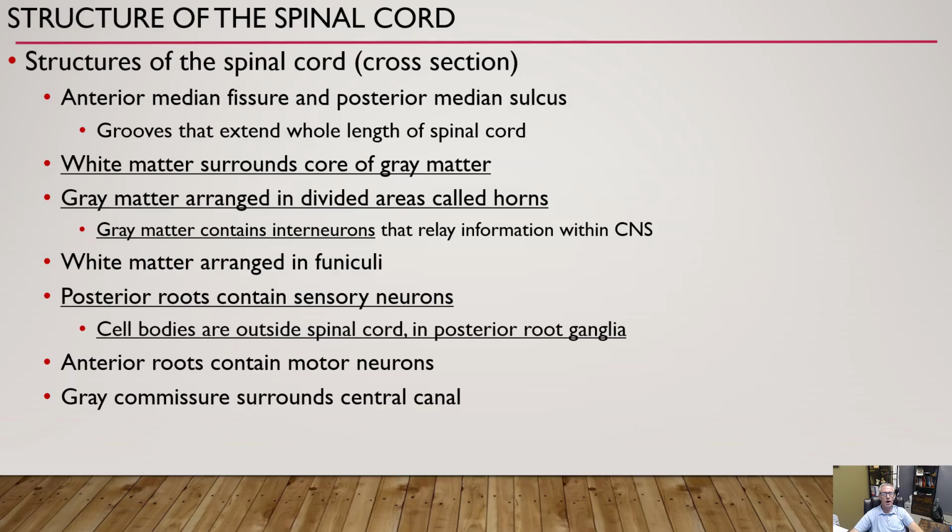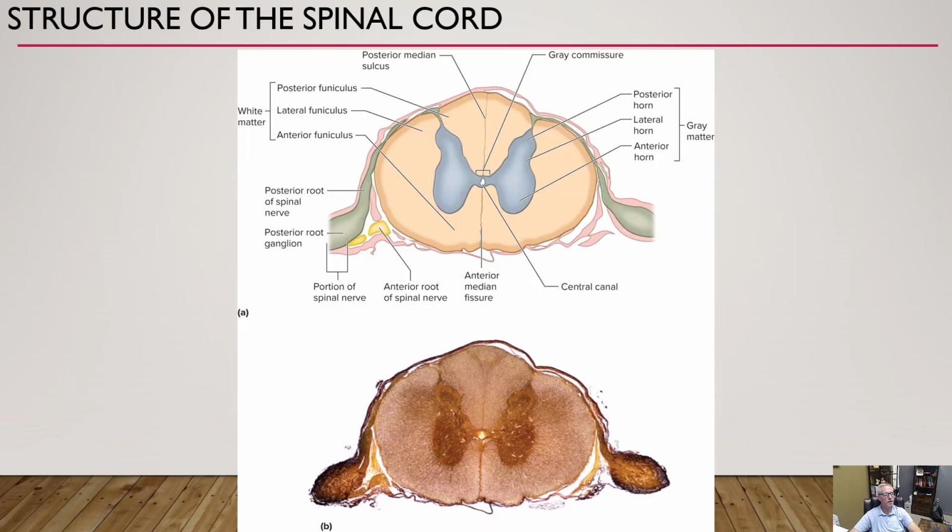All right, so when we look at the spinal cord, we can do a cross section of the spinal cord, and we can see that the spinal cord has gray matter and white matter. We can see that the white matter actually surrounds this gray matter. So gray matter is in the middle of the spinal cord, and white matter surrounds the gray matter.